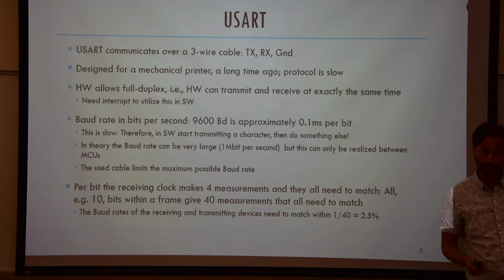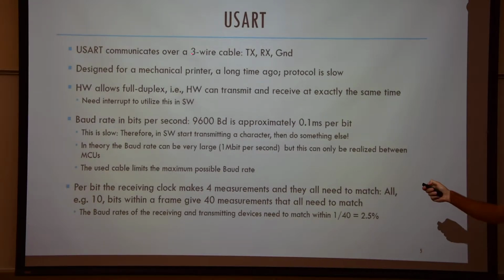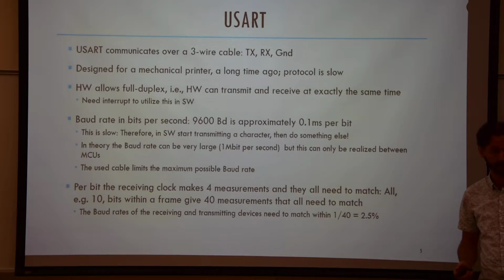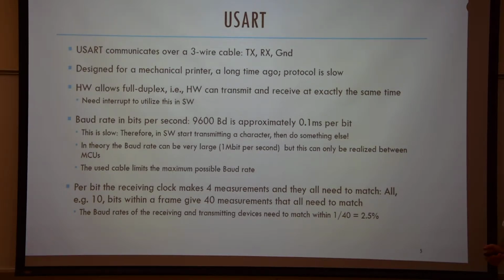Now, some general information about USART. First of all, it's a 3-wire cable: a transmission line, a receive line, and also a ground line. It was designed originally for the mechanical printer a very long time ago. You've never seen that. I actually, as a student, when I just started out, we had these mechanical printers. It's an incredibly slow process to print. The protocol is very, very slow.